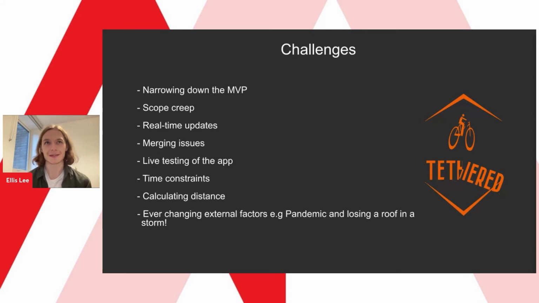The first challenge was narrowing down the minimum viable product. Once we decided that we were going to go with the cycling app, we quickly realized there were so many different things that we could incorporate into the app. But simultaneously, the project was only around 10 days, so we figured that not everything we thought of was going to end up in the final product.